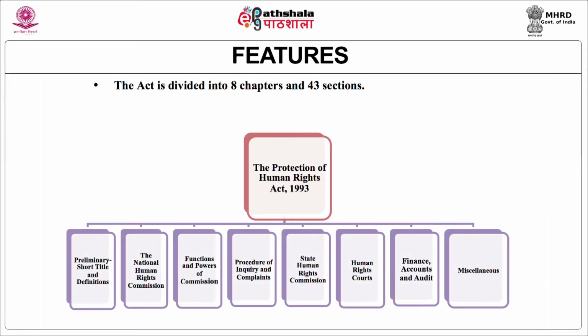And if you look at the Act, it is divided into 8 chapters and 43 sections, and these sections cover the preamble, and then they talk about the composition of the Commission, powers of the Commission, and what should be the procedure for inquiry, and the steps after inquiry, and how the armed forces ought to be dealt with, and the state human rights commissions, human rights courts, finance, accounts, and audit. All these have been described in various sections of the Act.